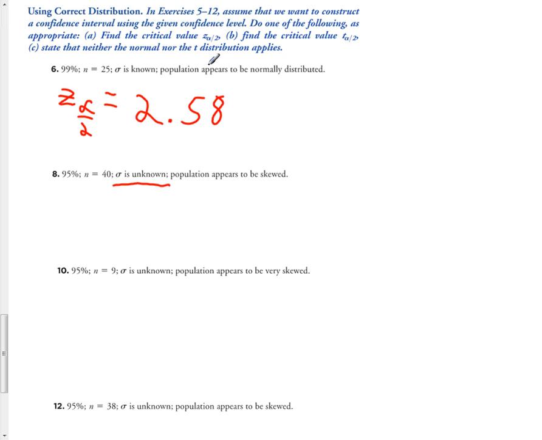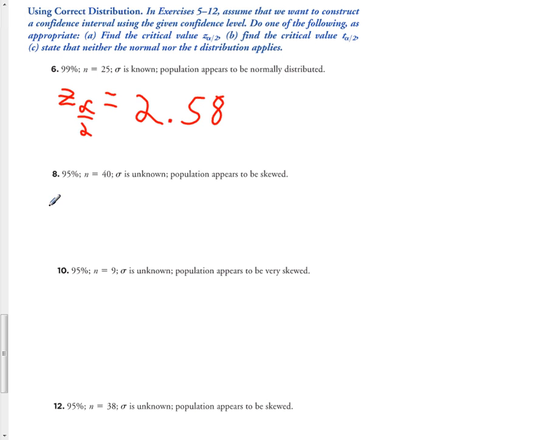If I want to use the t distribution, it has to be a simple random sample, which again we assume, but it also has to meet one of the two conditions. Either the sample size is large enough or the population is normally distributed. Well, this population is not normally distributed because it says it appears to be skewed. The normal distribution is a symmetric distribution. It's not skewed to the left or to the right. So our only hope for using the t distribution is if the sample size is large enough. And in this case, we do have a sample size larger than 30. So the t distribution is okay because we have a sample size of 40. So we can use the t distribution here.